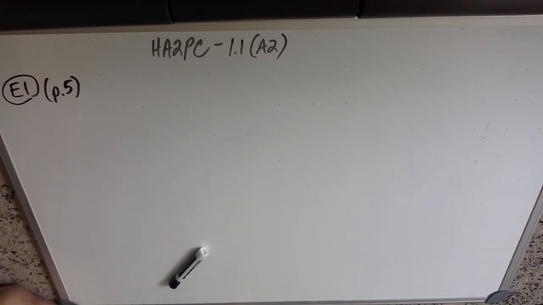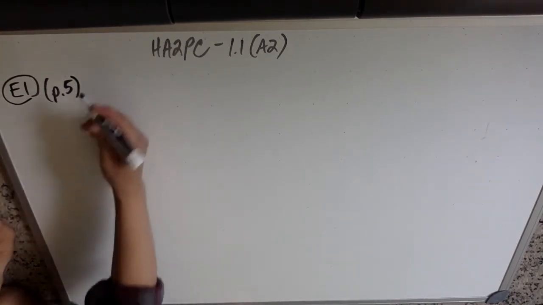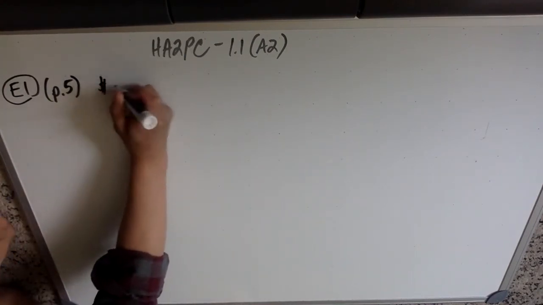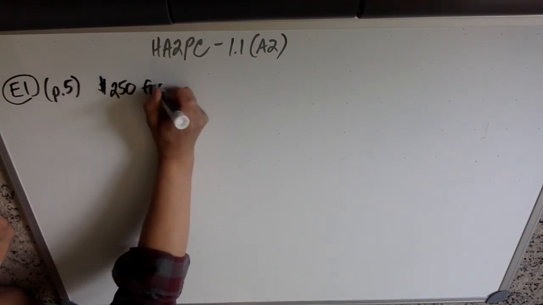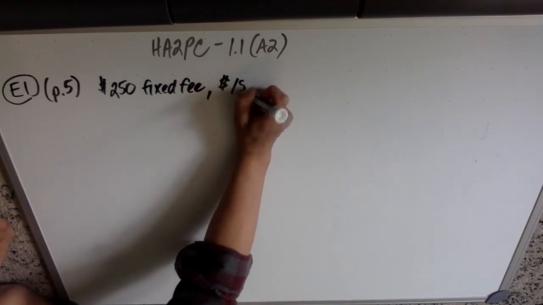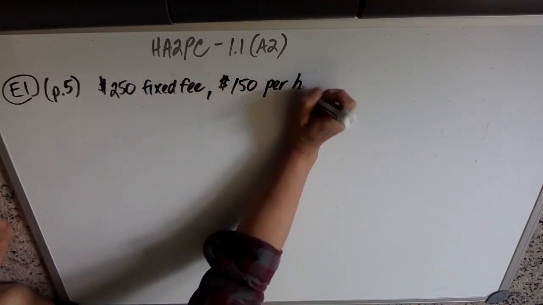So an attorney charges a fixed fee of $250 for an initial meeting and $150 per hour for all hours worked after that. Part A, make a table of the total charges for 1, 2, 3, and 4 hours worked. Okay, so again, let's write down the important takeaways from this, right? So a fixed fee of $250, okay, so $250 fixed fee, and then we heard $150 per hour for the hours worked after that.